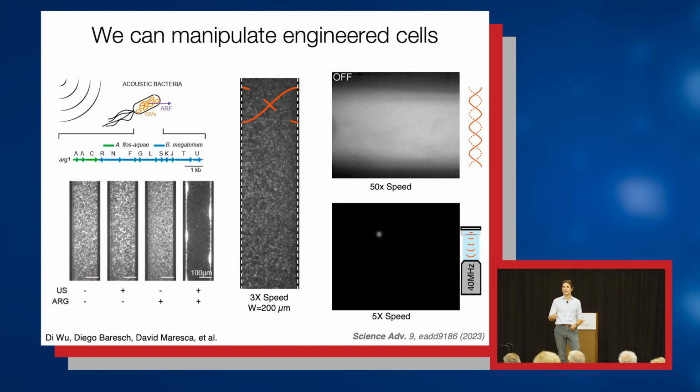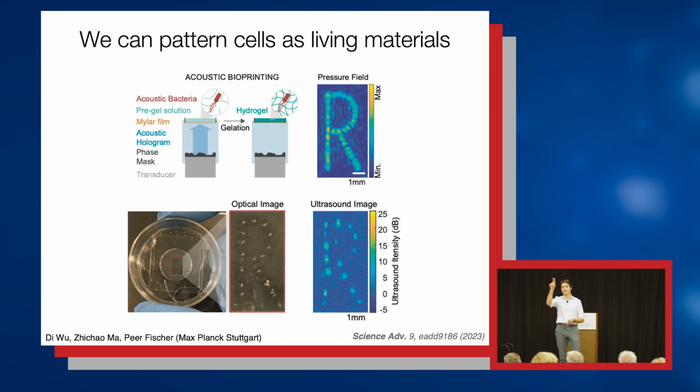And then using acoustic holography, we can actually create an arbitrary 2D or 3D pattern of the ultrasound field. And for example, organize cells into the shape of a letter R, and then trap them into a hydrogel so they stay there in that shape. So that's cells that are trapped in the shape of a letter R. And we can see that both optically, just with the iPhone image, as well as with ultrasound.